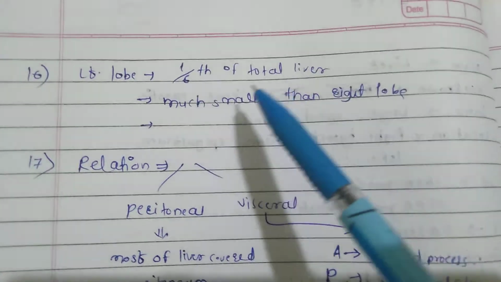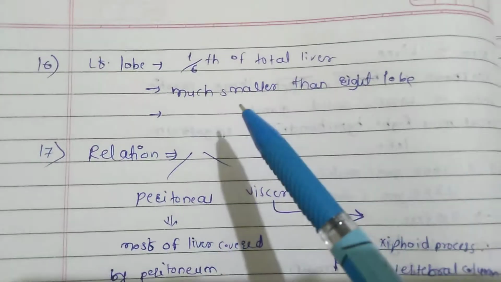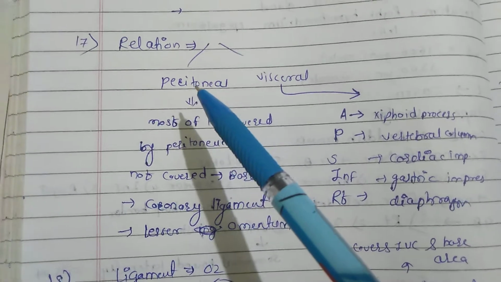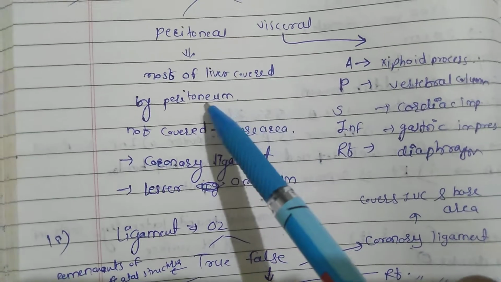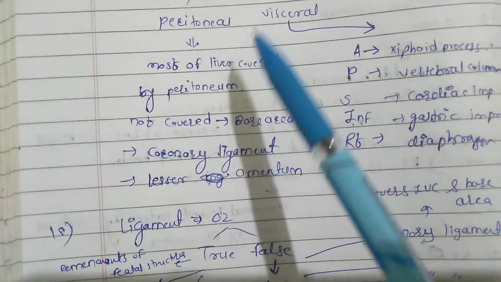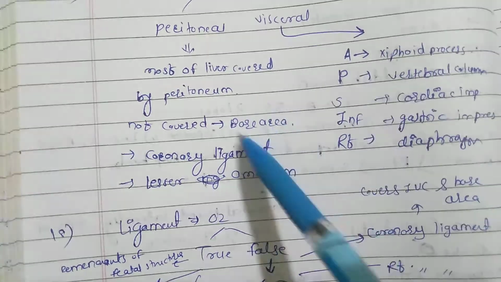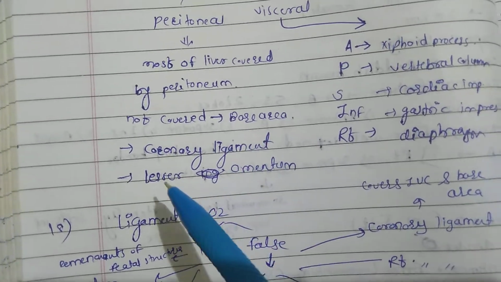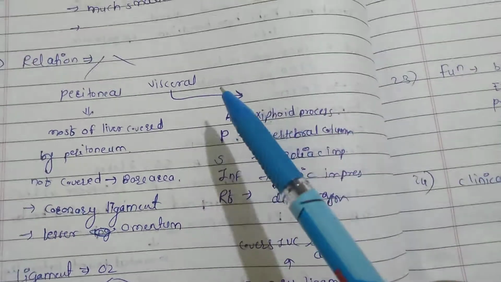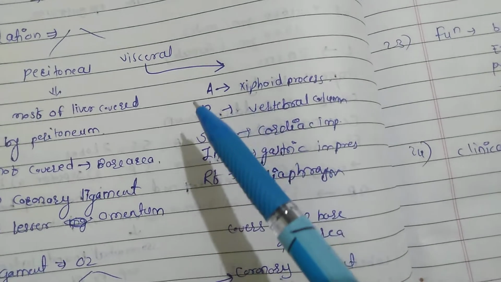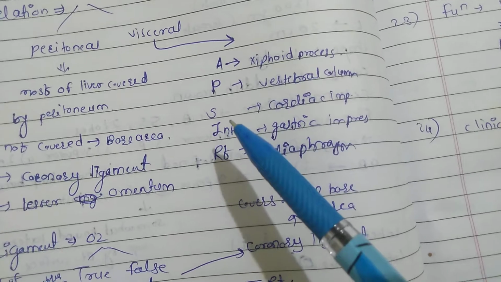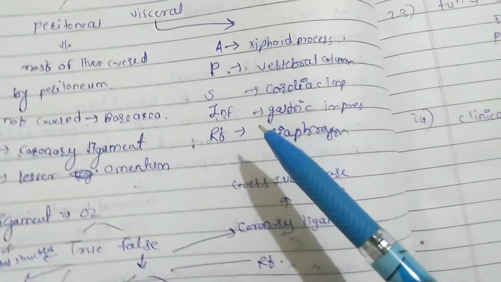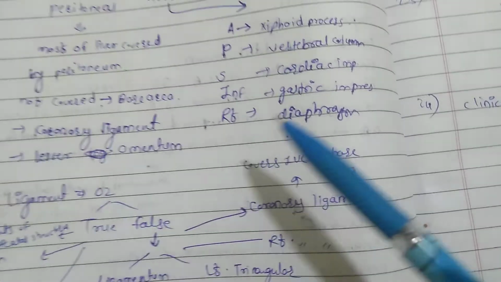Left lobe: it is 1/6 of the total liver, much smaller than the right lobe. Relations: there are two relations, peritoneal and visceral. Now the peritoneal relation: most of the liver is covered by the peritoneum, and the parts not covered by peritoneum are the bare area, coronary ligament and lesser omentum. Now the visceral relation: anteriorly the xiphoid process, posteriorly the vertebral column, superiorly the cardiac impression, inferiorly the gastric impression and right the diaphragm.